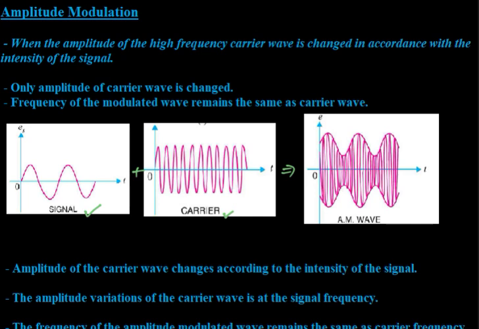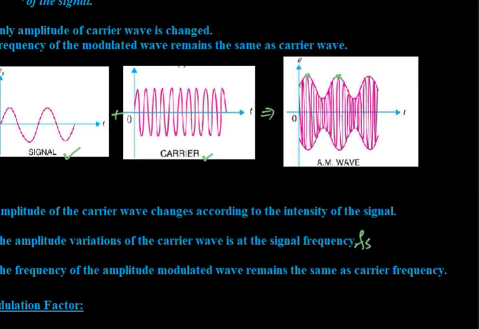Then the amplitude variations of the carrier wave is at the signal frequency. If you consider this amplitude modulated wave, you can see that the frequency with which the amplitude of this carrier wave varies is same as the frequency of the signal source, or we can say that the amplitude variations of the carrier wave is at the signal frequency, if we call it as Fs.